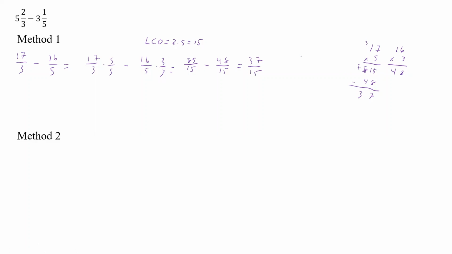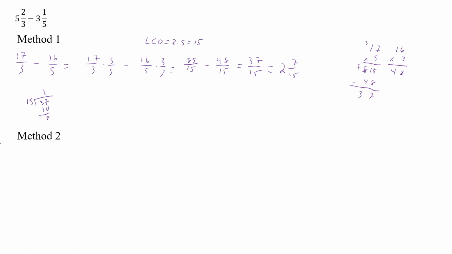All right, so that's an improper fraction still, so now we have to go ahead and divide that out. 15 goes into 37 twice, that's 30, and we have 7 over 15 as our fraction part, so that's going to give us 2 and 7/15.